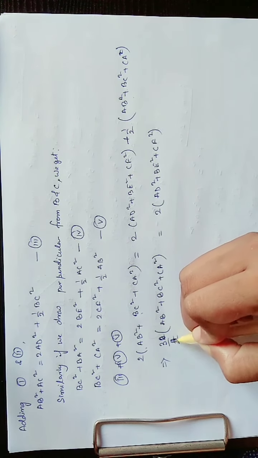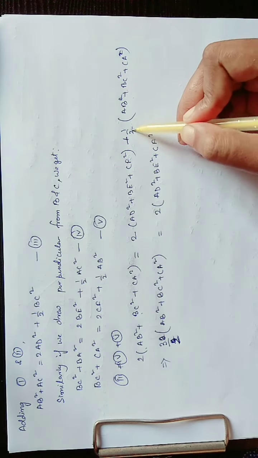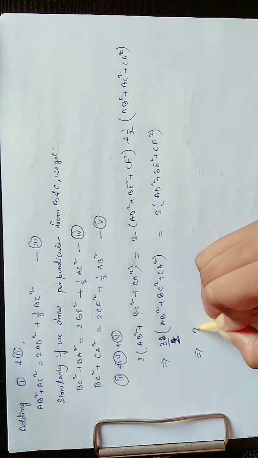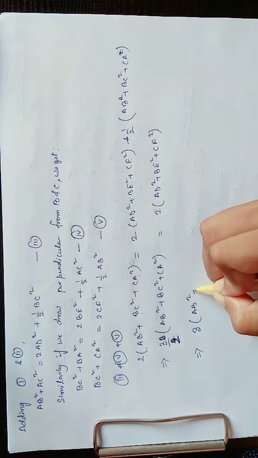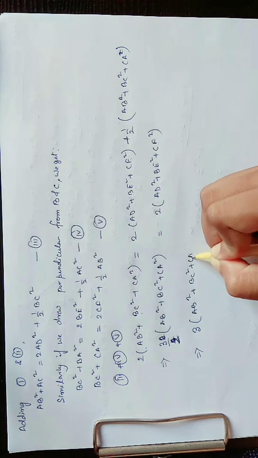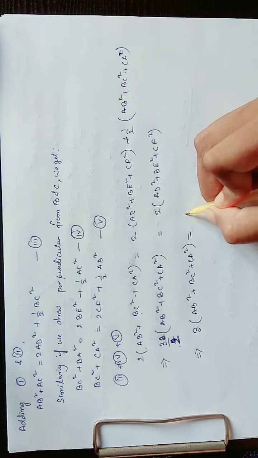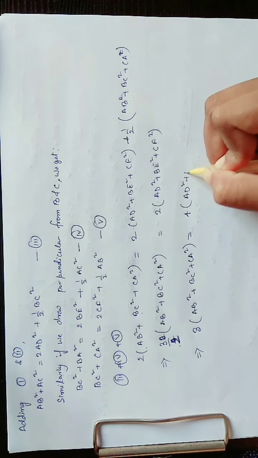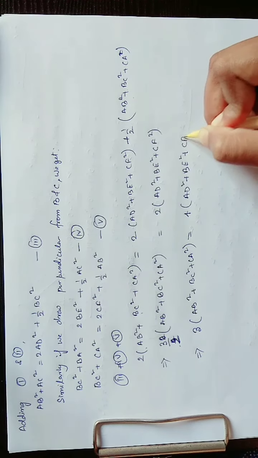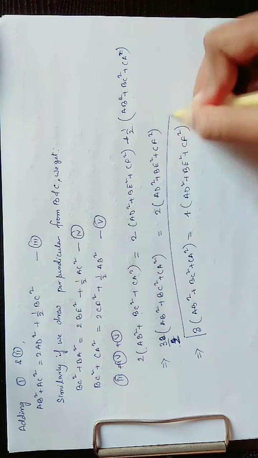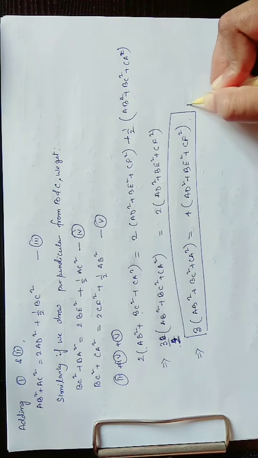Sorry, here it will be 2, because the denominator was 2. Now 3 (AB square plus BC square plus CA square) equals 2 into 2, that is 4 (AD square plus BE square plus CF square). Hence the theorem is proved.